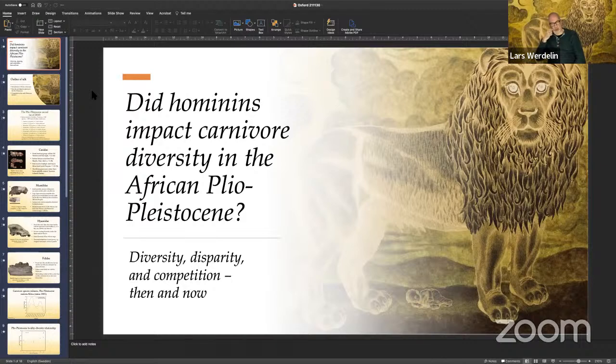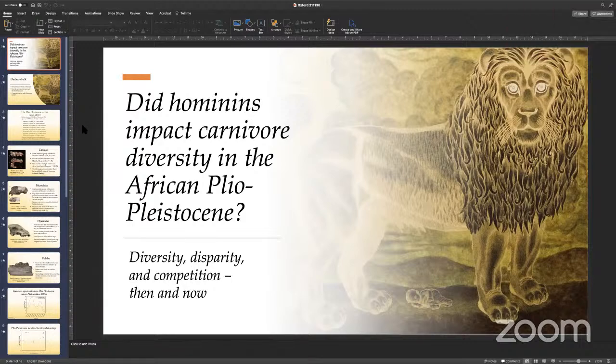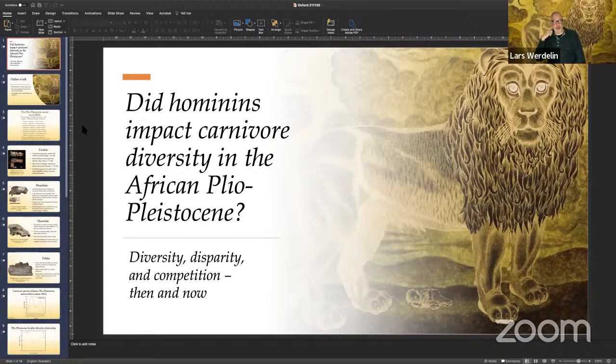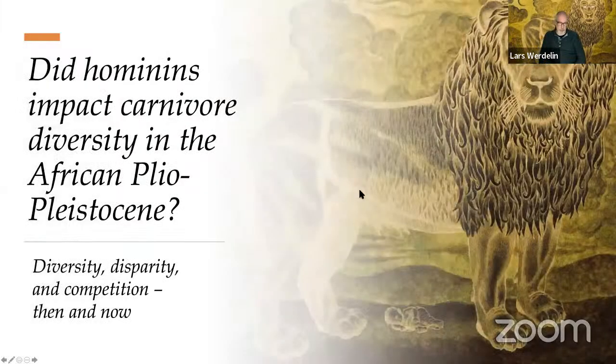So I will be talking about if hominins impacted carnivore diversity in the African Pleistocene. And there will be topics on diversity, disparity, and competition, and comparisons between the past and the situation today. There we go. Now things are working better.